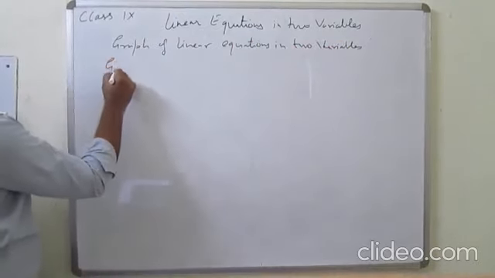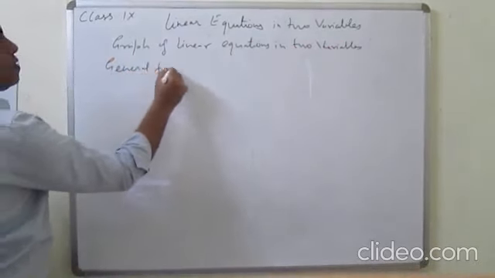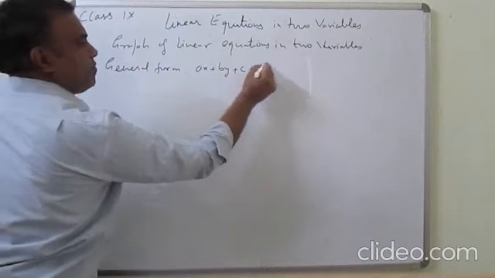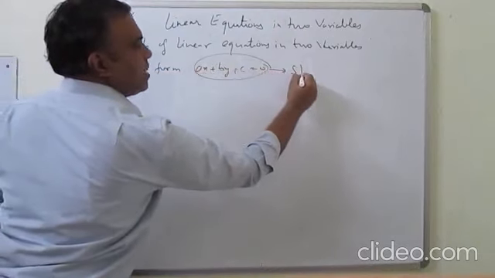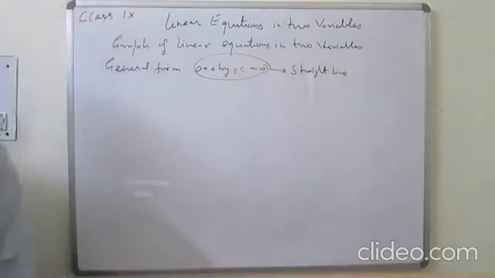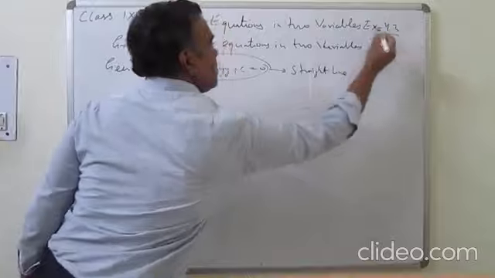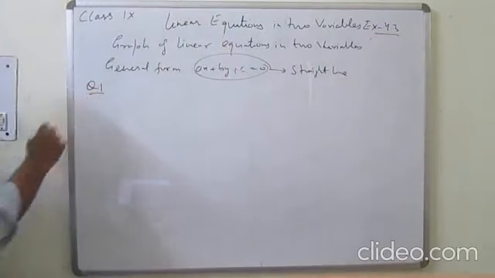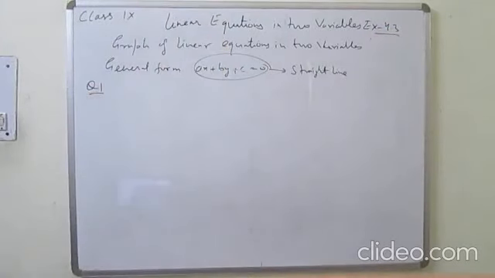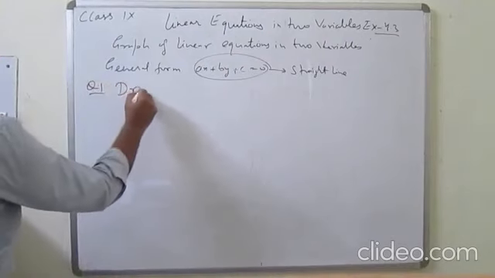So the general form is ax plus by plus c is equal to 0. The graph of this linear equation is always a straight line. So today we will start exercise 4.3. Question number one. Draw the graph of linear equation in two variables.